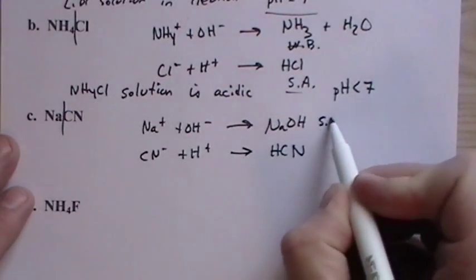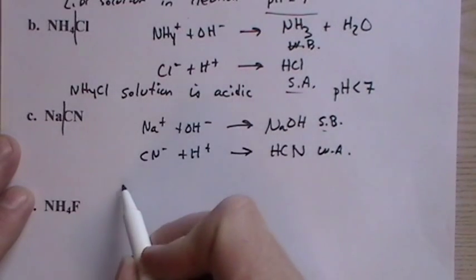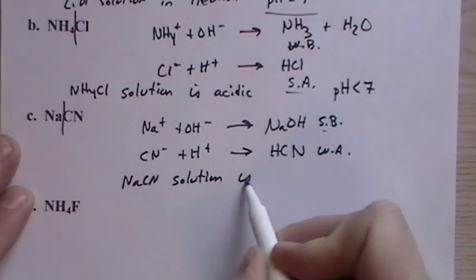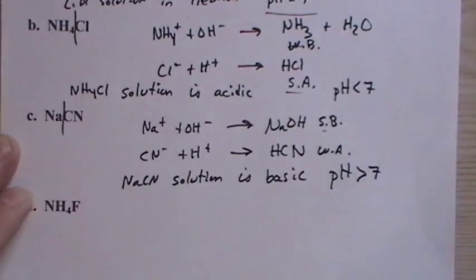Now this is a strong base, this is a weak acid, so which one wins out? The strong one does. So sodium cyanide solution is basic, and also very, very deadly. So pH greater than 7.